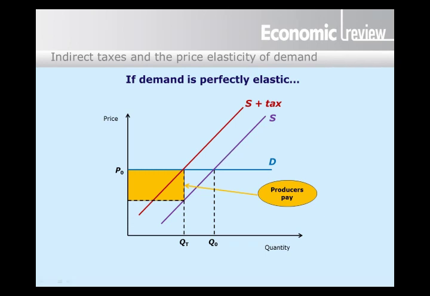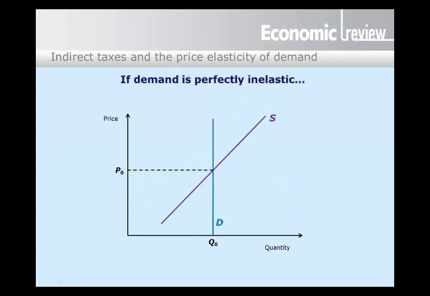But let's consider the opposite extreme. Let's suppose that demand is perfectly inelastic. Demand curve is vertical, consumers are totally insensitive to price. Now this time, when the supply is affected by the tax, it shifts upwards and the price rises to Pt, but demand remains the same.